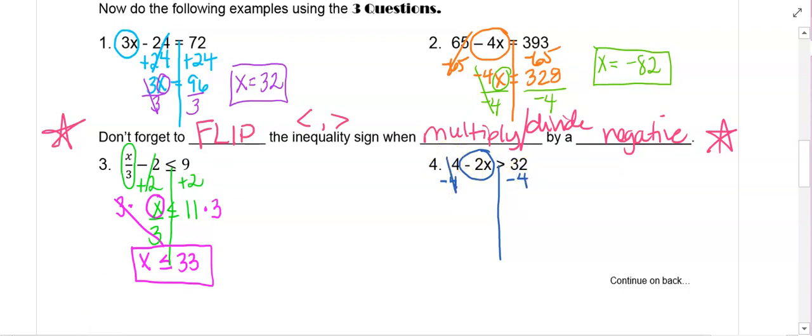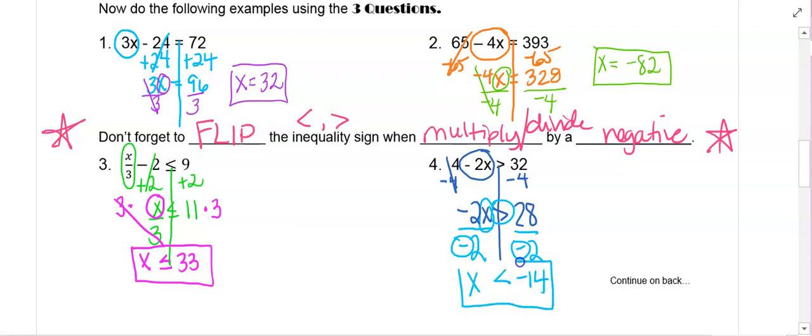And when I do 4 minus 4, that cancels out to a 0. So I am left with negative 2x, and 32 minus 4, so it's a greater than sign, notice. Then 32 minus 4 is 28. Now, again, ask yourself 3 questions. What do I need to get by itself? That x. What do I need to get rid of? A times negative 2. The opposite of times is divide. Big flag, big flag. We just divided by a negative, and that's going to flip our inequality sign. So we have x is less than negative 14.